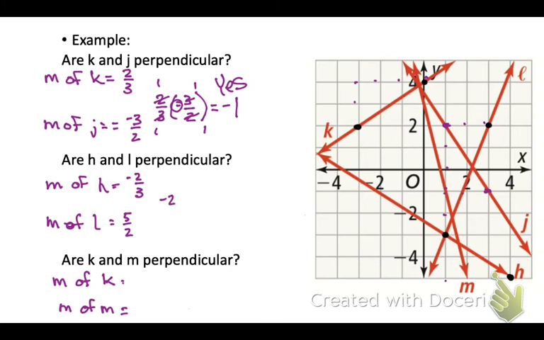I'm going to do my product, right? So my 2's reduce. But I have negative 5 over 3, which is not equal to what did they have to be? 1. Negative 1. So the answer is what? No.